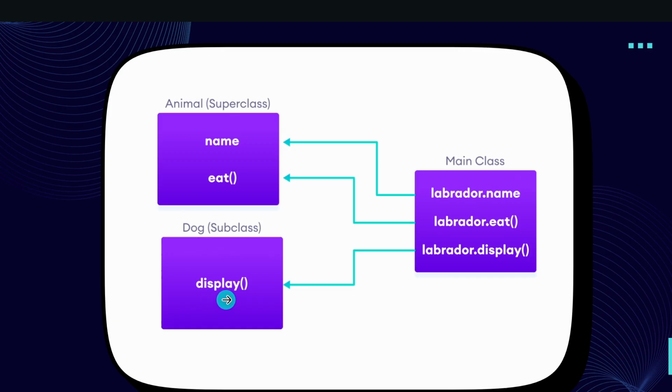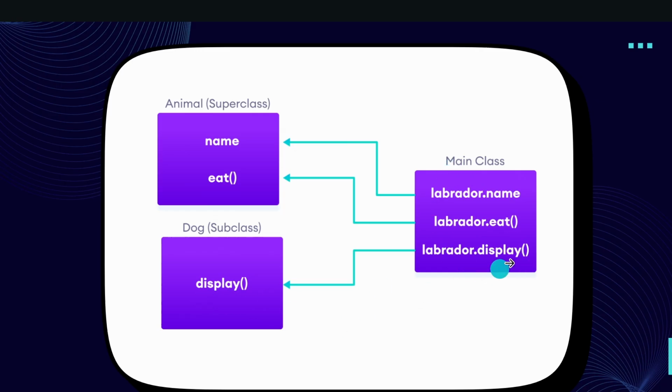We can have display. So in the main class, if you call the Labrador.name, it will go to this name. You can call this function, this variable. Next, we are going to call the eat function. It will print the eat. Next, we are going to call display in the dog.